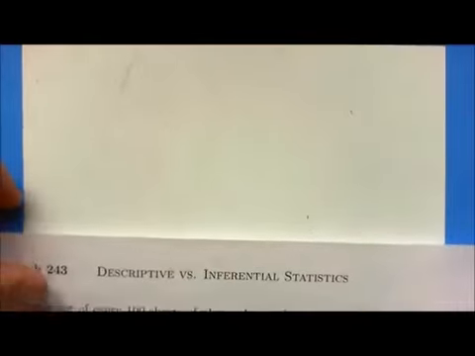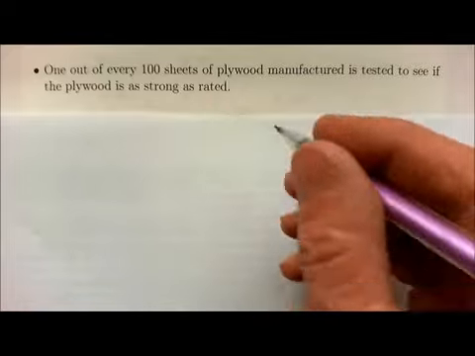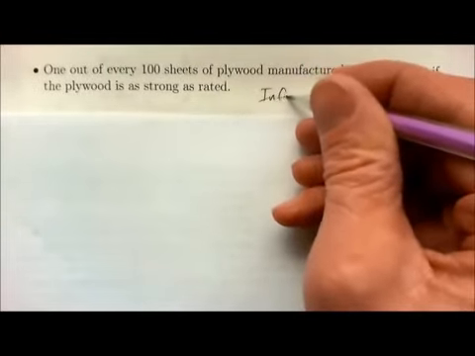So as a first example, let's suppose that we have this situation where we're in a plywood factory and 1 out of every 100 sheets of plywood is tested to see if the plywood is as strong as it's rated. So you can see here we want to know something about the plywood that we're producing in general, but we determine whether the plywood is strong enough by looking only at 1 out of every 100 sheets. So we're clearly sampling in this case. So that's an example of inferential statistics.